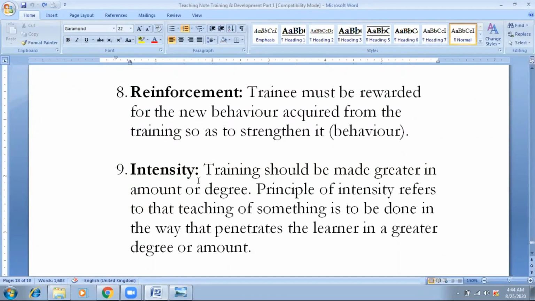Okay, next principle, intensity. Training should be made greater in amount or degree. The principle of intensity refers to teaching something in a way that penetrates the learner to a greater degree or amount.